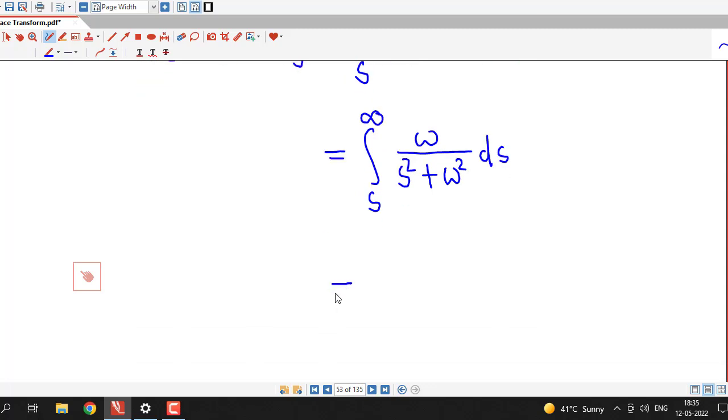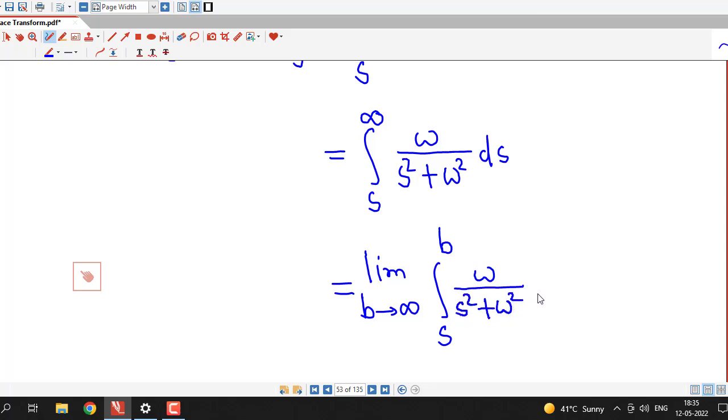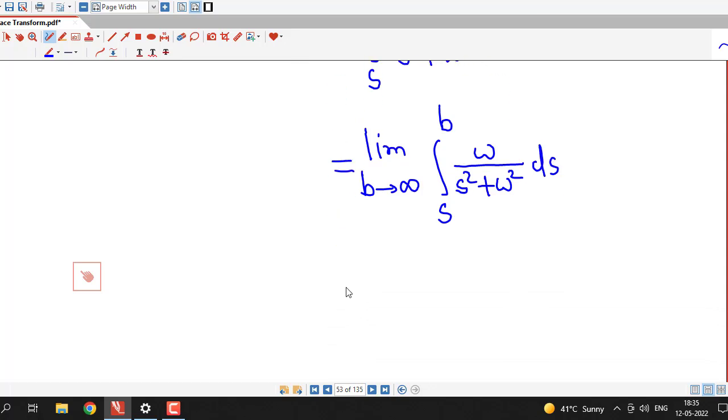Now this is an improper integral of the first type, so we can replace the upper limit by another variable, say b, and then we take the limit as b tends to infinity of the integral of omega divided by s square plus omega square. The integral is with respect to s.